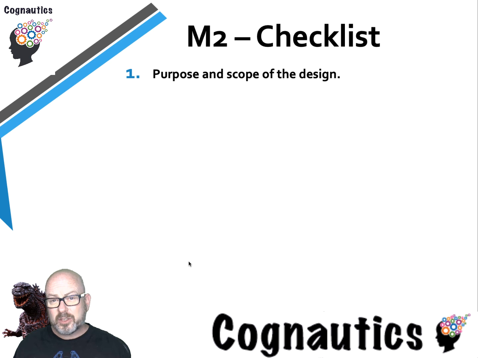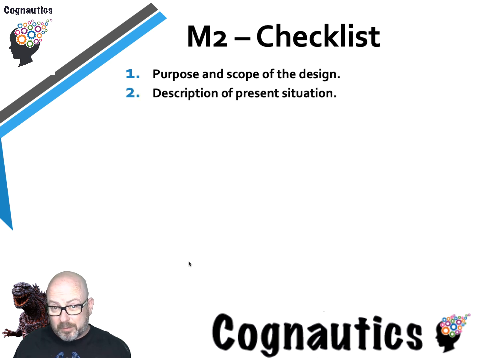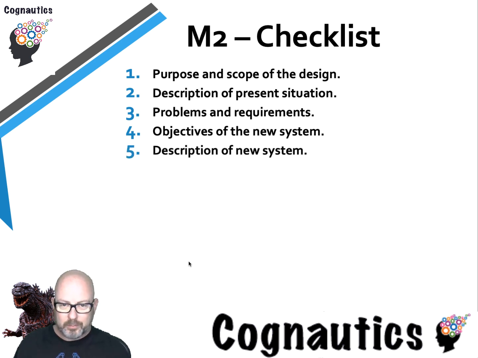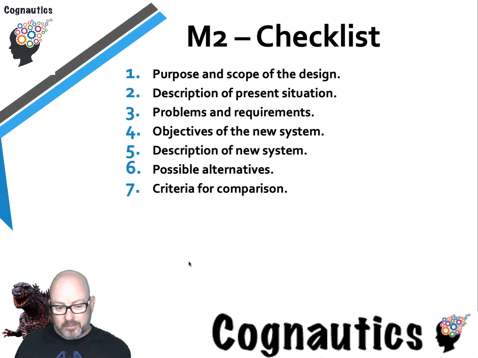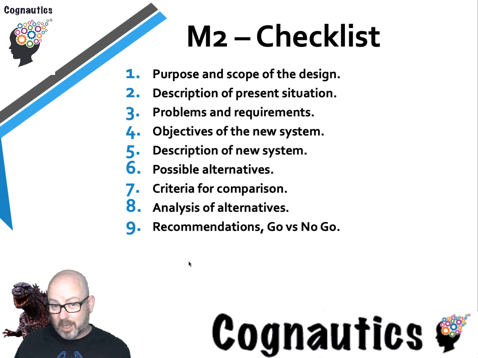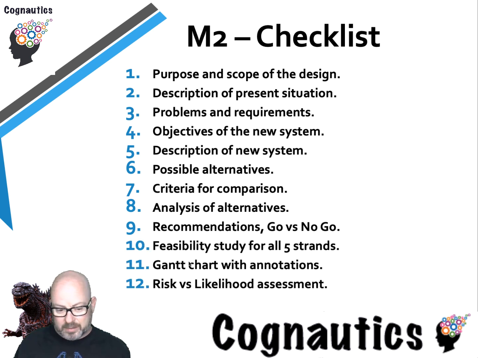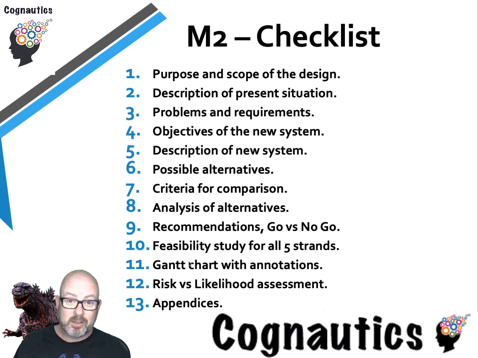This is the final checklist I've got for you. Think about the purpose and scope of your design. Describe the present situation and what the future will be. Look at the problems and the requirements, which you've done as part of P2. The objectives of the new system, the description of the new system, possible alternatives, criteria for comparison, analysis of alternatives, go, no go, the feasibility study we just discussed, the Gantt chart with annotations, the risk versus likelihood assessment I showed you in the previous video, and appendices where you are going to cite your sources.